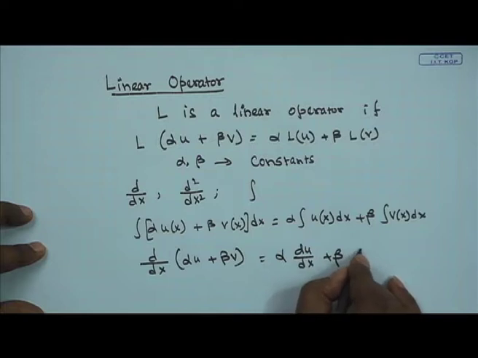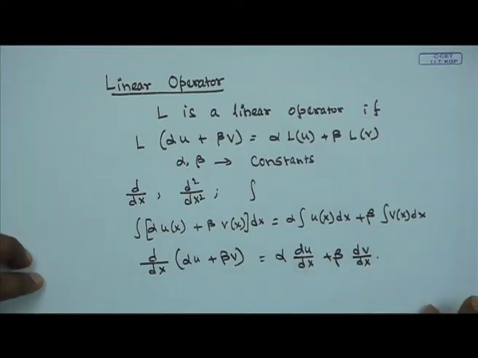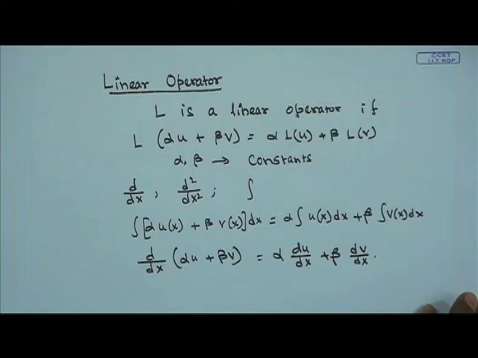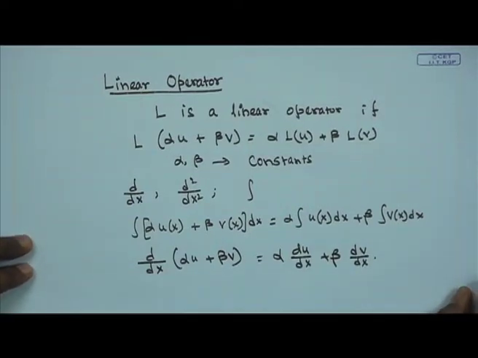plus beta dv/dx. So, if these are the cases, then these are called linear operators, and any linear operator will obey the principle of linear superposition. What is the principle of linear superposition?